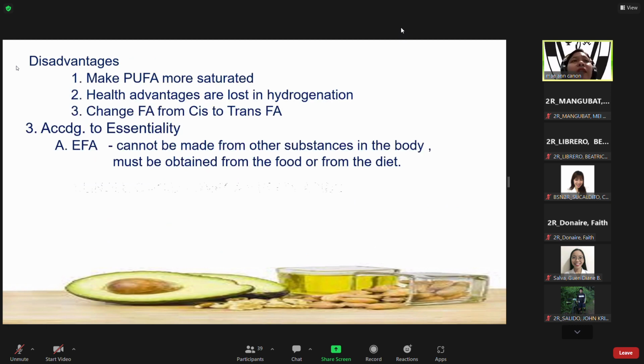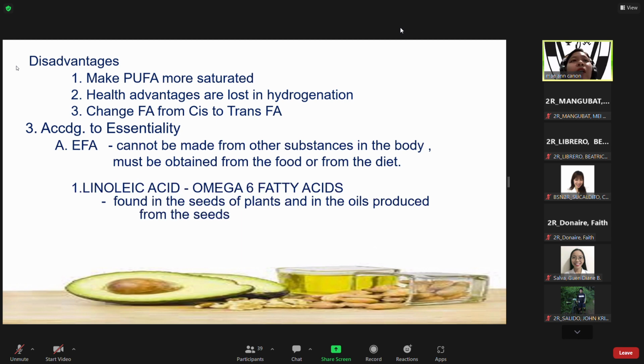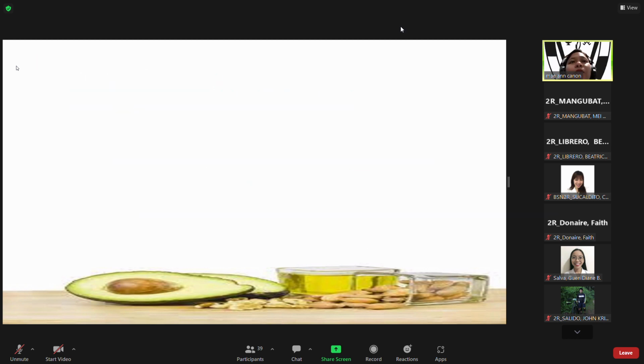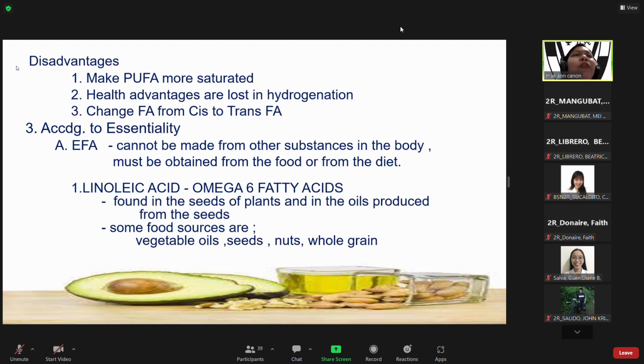Okay, however, it has a disadvantage, especially in our health, when we undergo hydrogenation. When the fat becomes saturated, instead of being healthy, it means it loses its essence of being healthy. Okay, it's no longer healthy. So your cholesterol and fatty acids increase, and your triglycerides are higher. Okay, if the hydrogenation process will be done.